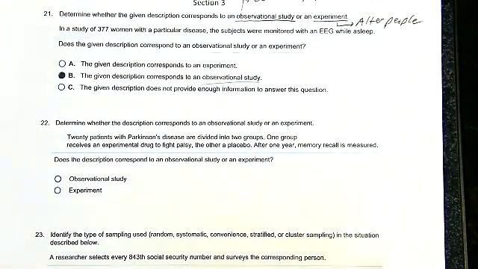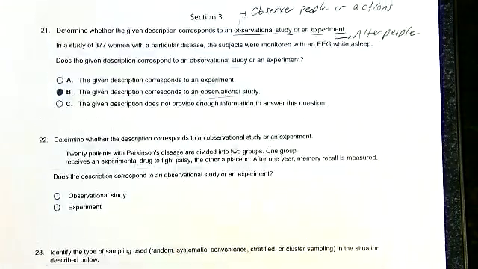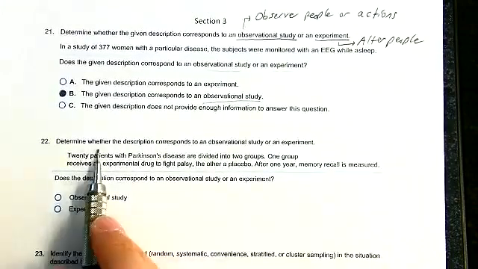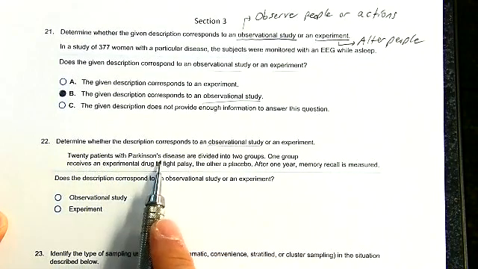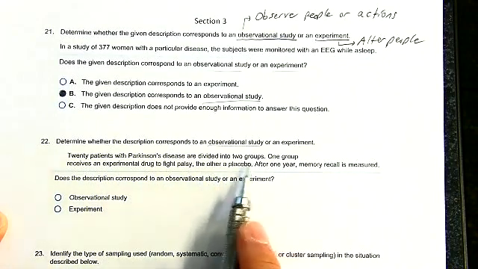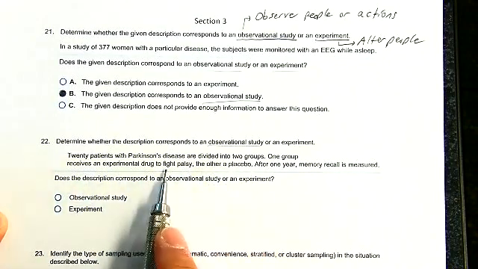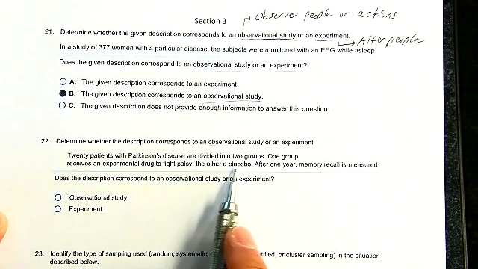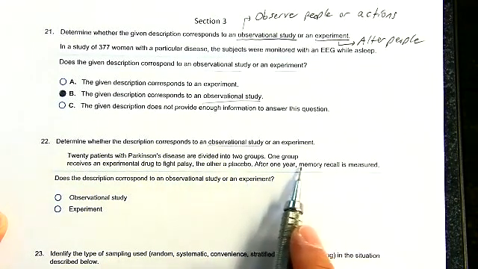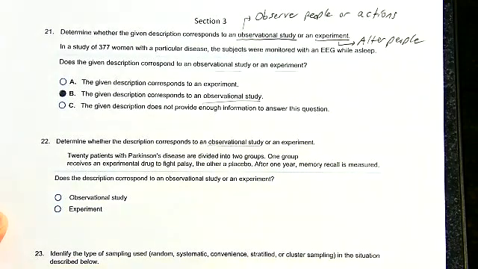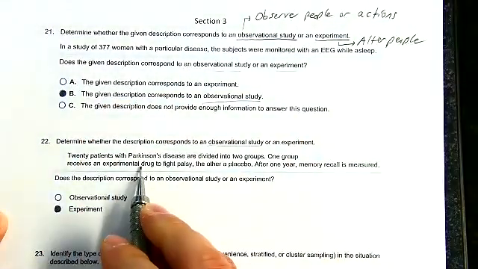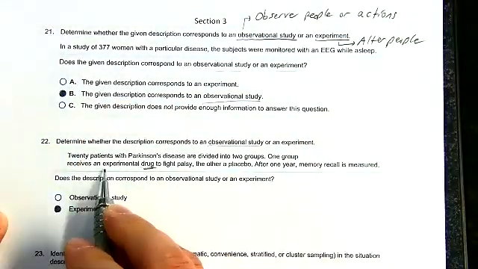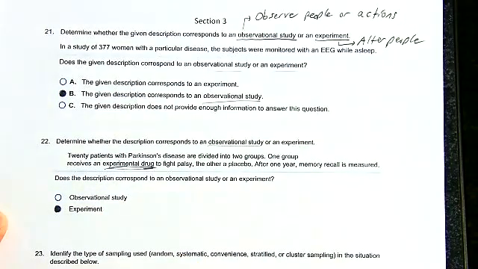Okay, I think 22 is a little simpler. It's going to say, determine whether this is a study or experiment. 20 patients with Parkinson's disease are divided into two groups. One group receives an experimental drug to fight palsy, the other a placebo. After 1 year, memory recall is measured. I mean, everybody seems to agree that it's an experiment. I think anytime you're ingesting a drug, right, it's pretty straightforward. I mean, they even use the word experimental in it.